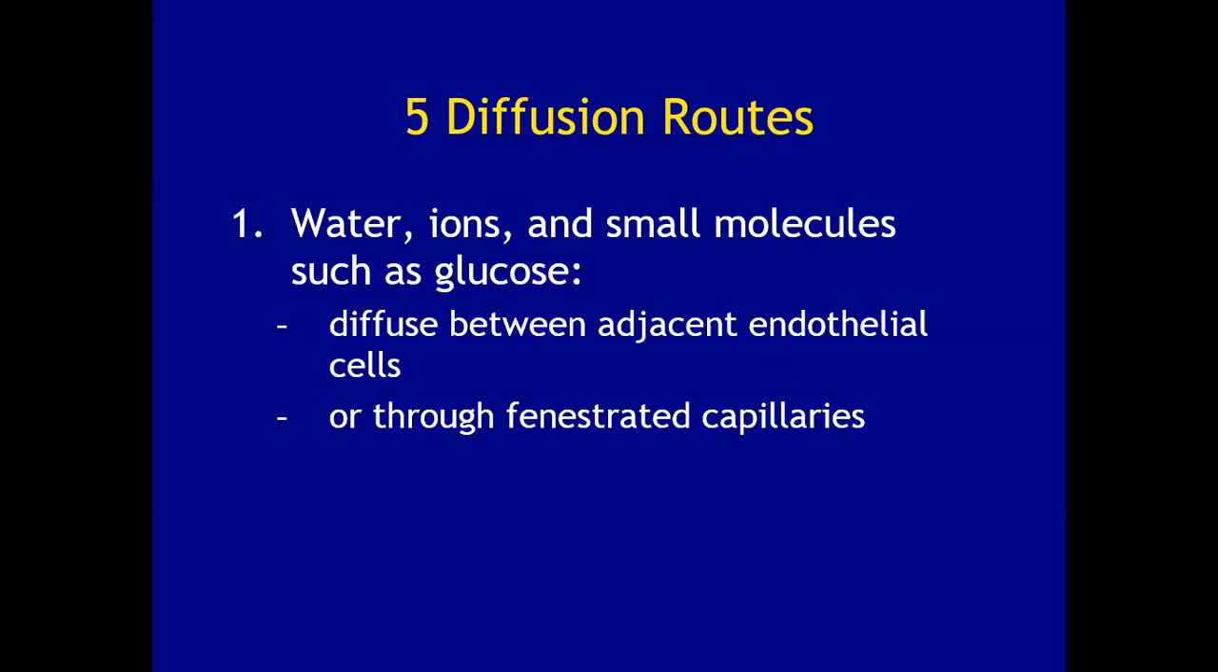Also, in those continuous capillaries, okay, there are adjacent cells where they are put together. So there's little tiny gaps between the cells. The small things are going to be able to squeeze through where these cells don't overlap one another. They just butt up against each other, okay? So that's route number 1.